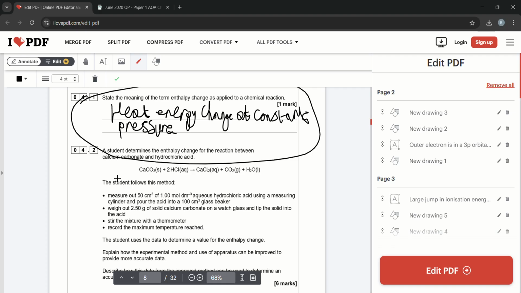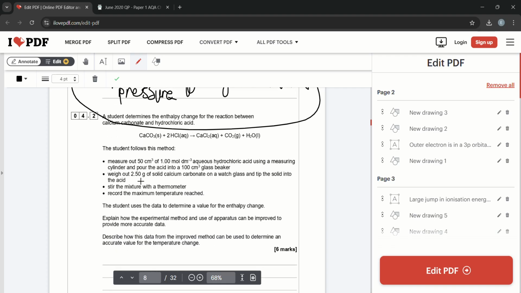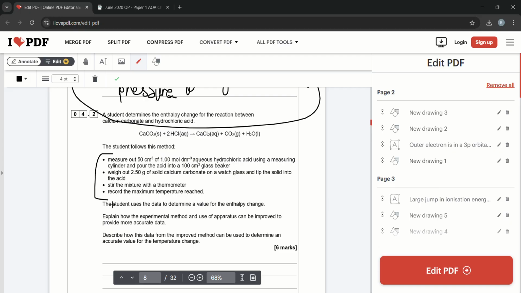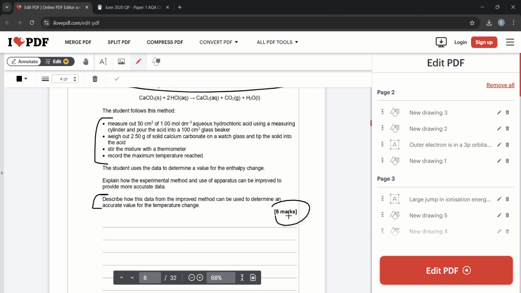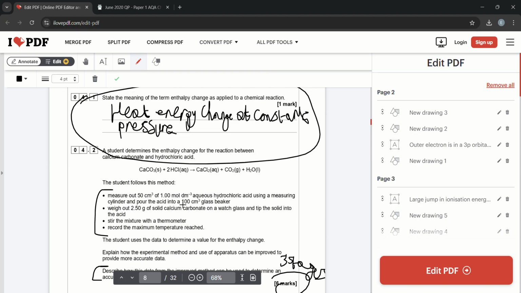(4.2) A student determines an enthalpy change. The student follows this method. Explain how the experimental method and apparatus can be improved, and describe how data from the improved method can be used to determine an accurate value for the temperature change. 6 marks. So it's going to have 3 stages. Remember, 6 marks, 3 stages, and we just look at the method.